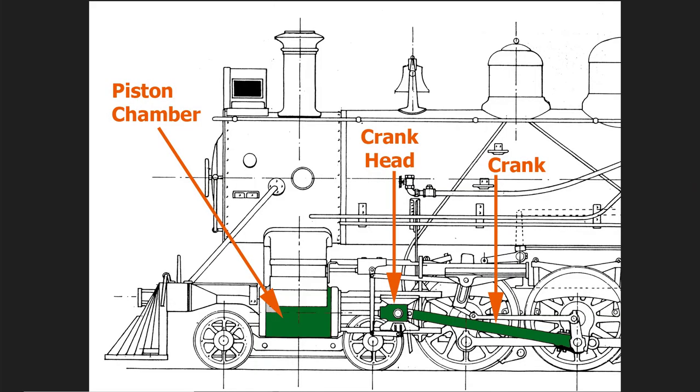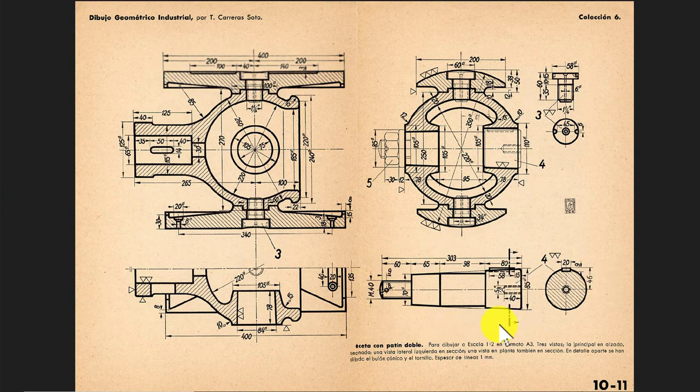This crank head is a component of the steam locomotive mechanism. As you can see here, this is that part. It has 37 kilograms, my friends. This is the crank. Here is the piston chamber. The piston has a rod, this one, which is connected to the crank head. This connection is made with this part, number 4, which is placed inside the crank head. We'll discuss its shape.